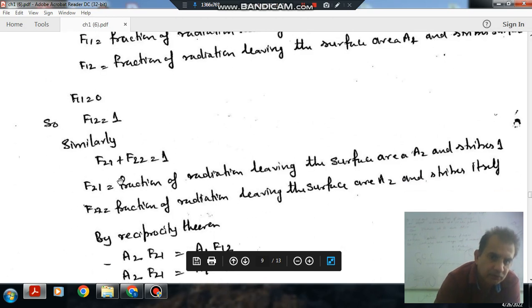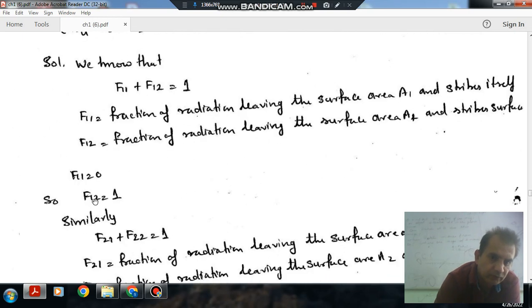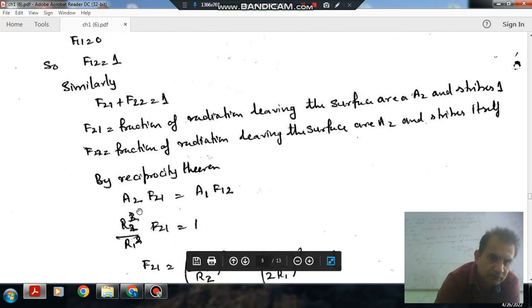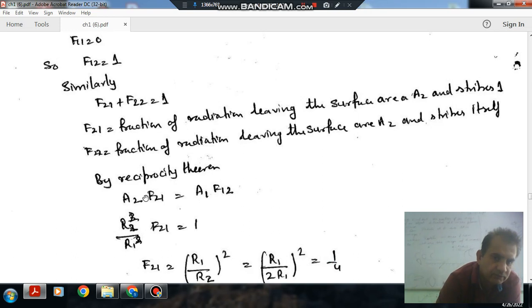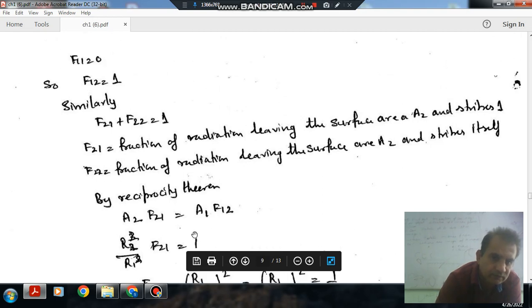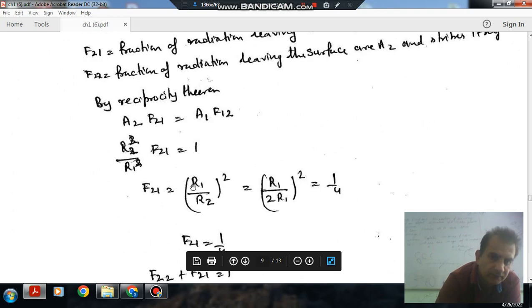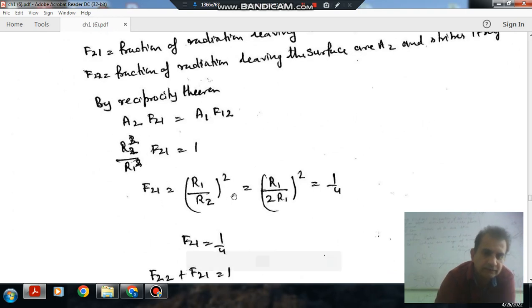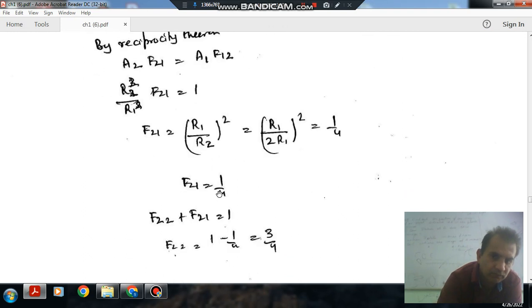Now, by the reciprocity theorem we can find F21 from F12. So A2 F21 is equal to A1 F12. A2 is pi R2 square and A1 is pi R1 square, so the ratio is R2 square by R1 square. F12 is 1, so F21 will be R1 square by R2 square. As the radius ratio is given as 2, it will be R1 square by 2R1 square, or 1 by 4. So F21 will be 1 by 4.